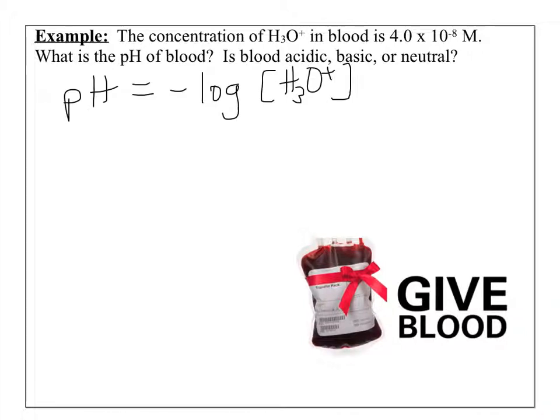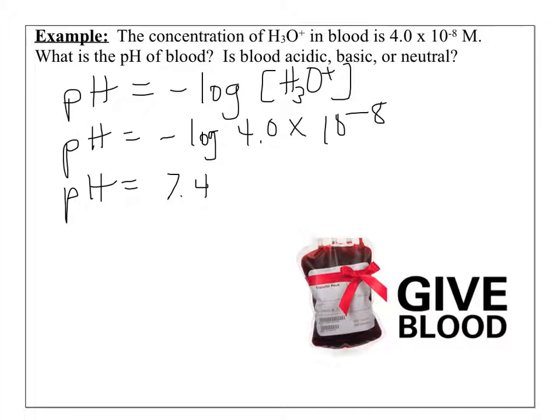pH is the negative log of the hydronium ion concentration. So we will use our calculator to calculate the negative log of 4.0 times 10 to the negative 8th. You get an answer of 7.4 for the pH. So this is right around neutral, but slightly basic.